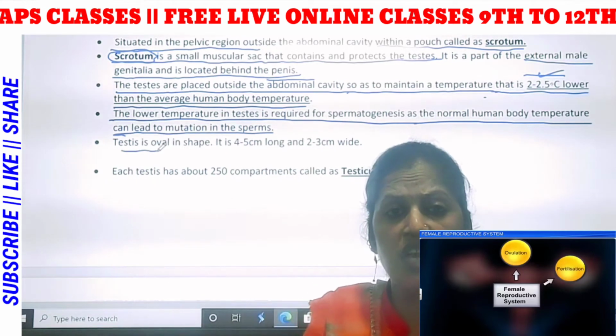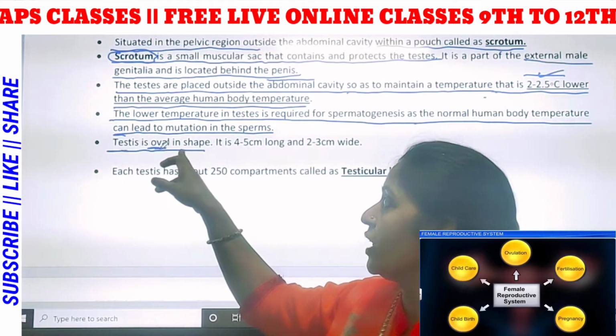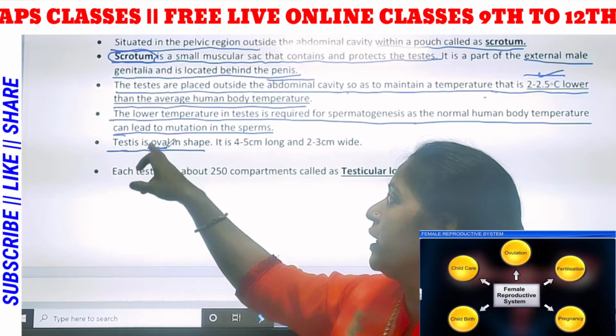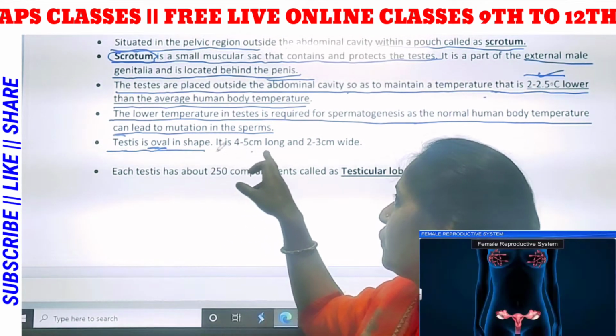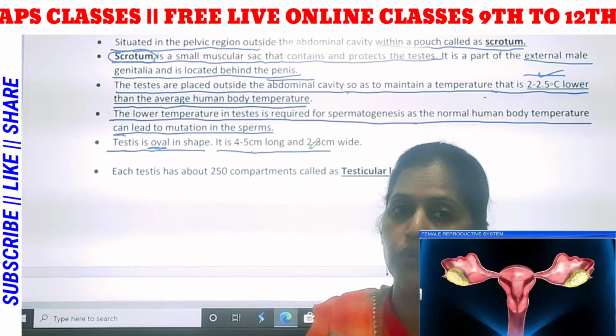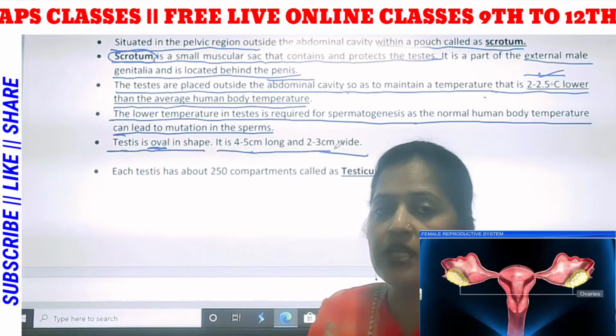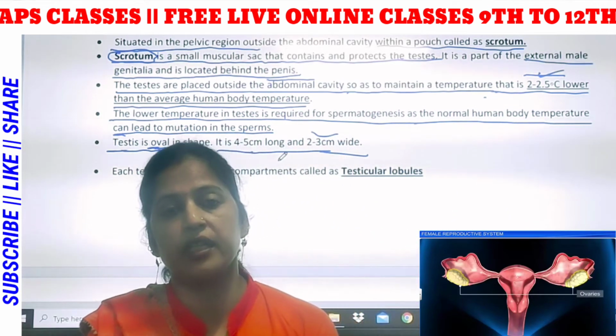Next, what is the shape of the testis? Testis is oval in shape. It is 4 to 5 centimeter long, that is their length, and 2 to 3 centimeter wide, that is their width.